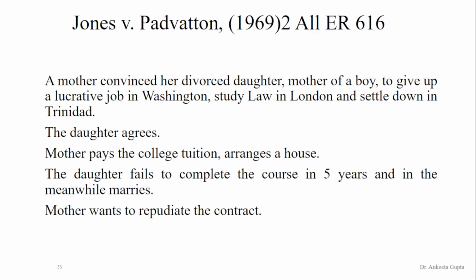Not only that, the daughter has failed to complete the course in the course of 5 years, during the meantime, she has also remarried. Now, here the mother wants to repudiate the contract. The question that was asked was that if the mother repudiates the contract, if the mother withdraws from the contract, is she breaching the contract? Or has the daughter, by not completing the course that she was supposed to complete while staying in London in a span of 5 years, that she is not able to complete, and that she has remarried without the consent of the mother, did the daughter breach the agreement before the mother repudiated the contract?